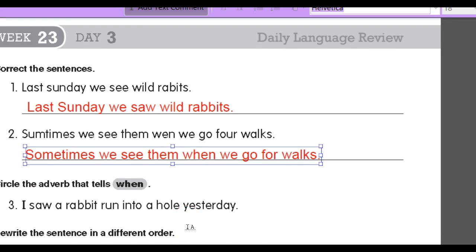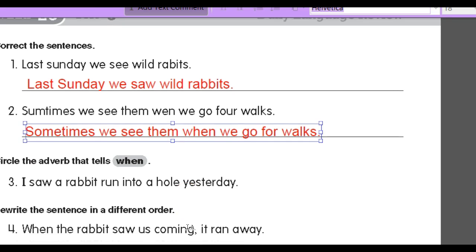Okay, last Sunday we see wild rabbits. Now see is in the present tense verb, so since it says last Sunday, that's a clue that it was in the past. Last Sunday, Sunday is the name of a day, so capital S. We saw, which is the past tense of see, wild rabbits. And rabbits has two B's in the middle and a period.